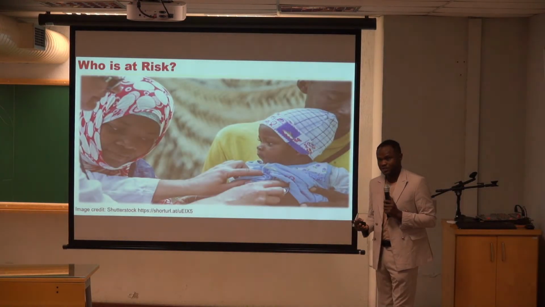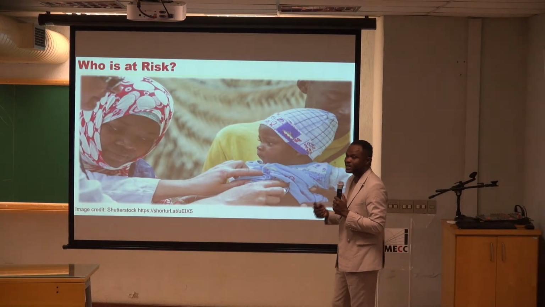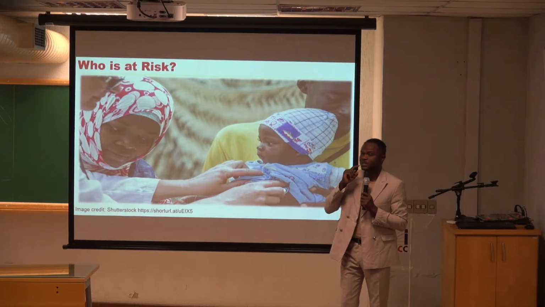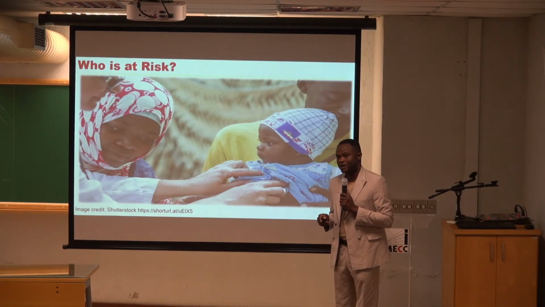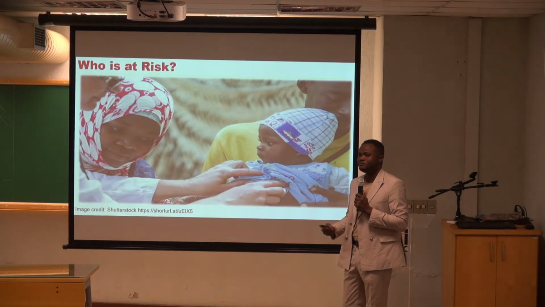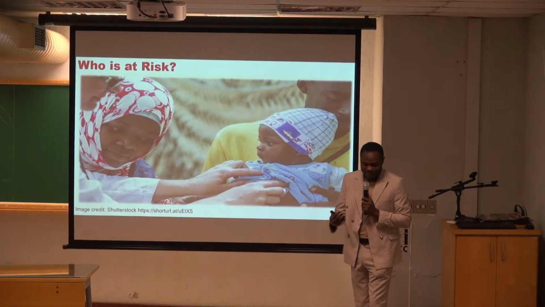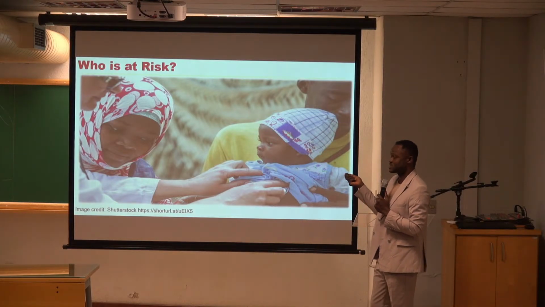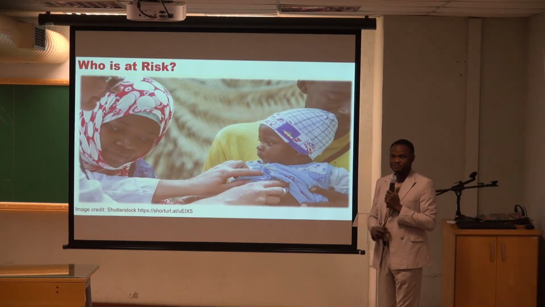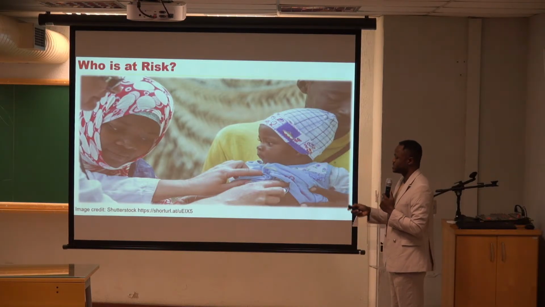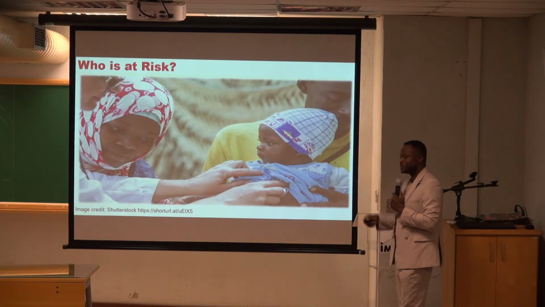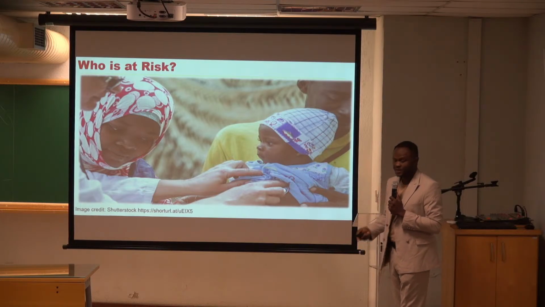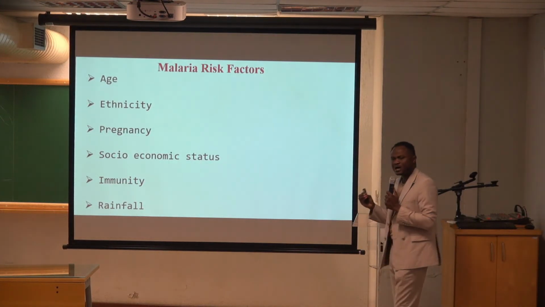Now, who is at risk? According to the World Health Organization, children from 0 to 5 years old are at risk of malaria. This could be because they have low immunity. When a baby is born and growing up, they are developing more immunity, and that is why they are susceptible. We've been using the word susceptible since we began this conference. So children aged 0 to 5 are susceptible because they are still developing their immune system.